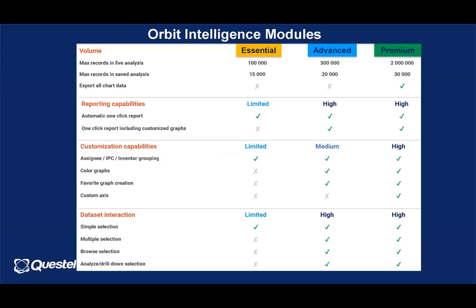Another module is Orbit Advance, wherein up to 3 million results from a keyword or a classification can be taken for a live analysis, and you will be able to create charts based on that. Some of the additionally available functionality is in the saved analysis module, wherein you can save up to 20,000 records and create some cleaned analysis. Some of them are related to creating a one-click report.